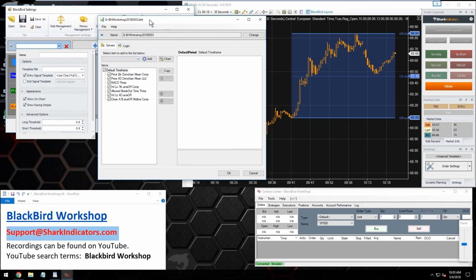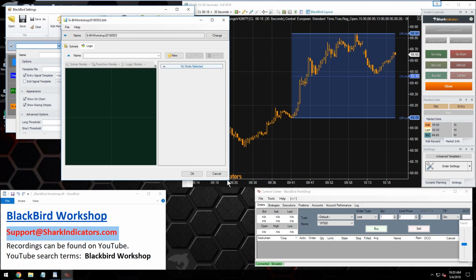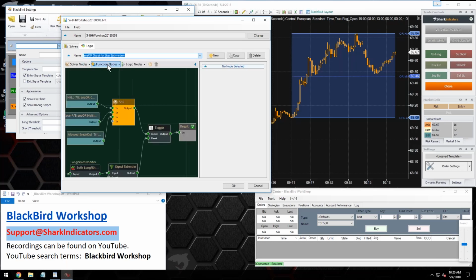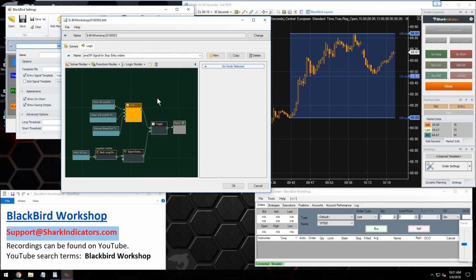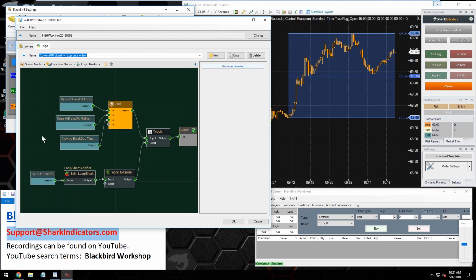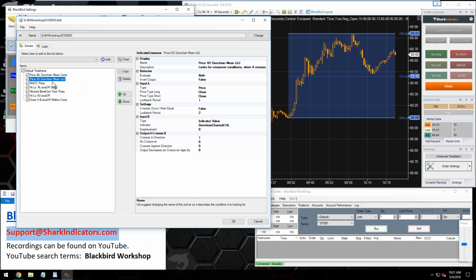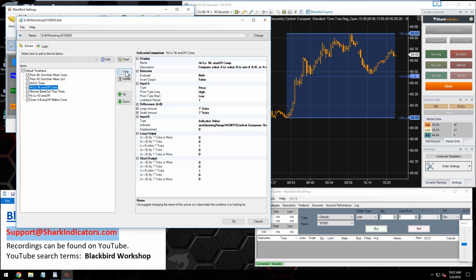I'm going to have to tweak this. So what I'm going to do is make a copy of the template so I can tweak all the indicator settings, because I don't want to mess up the original here. Let's see, it's this one here. Let's make a copy of this. I'm going to have to make a copy of a lot of these solvers here. So give me a moment to work through this.